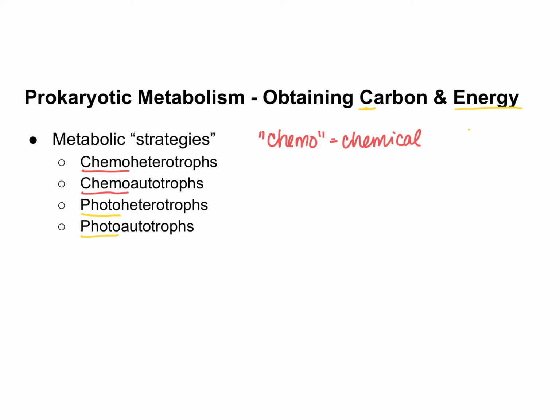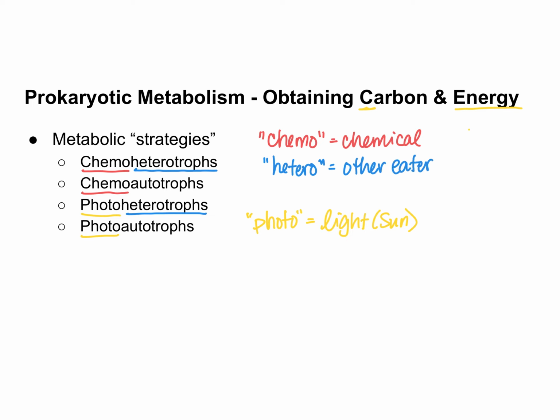Whereas photo means light, and more specifically, it's light from the sun. Now, hetero or heterotroph. Hetero means other, and troph means eater. So a heterotroph is an other eater, meaning it is an organism that eats something else in order to get its energy.